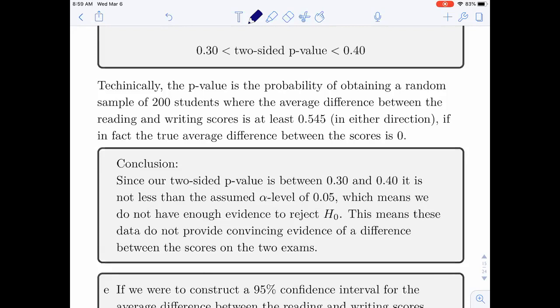So now we can state our conclusion, same format as before, right? Since our two-sided p-value is between 0.3 and 0.4, both of those are really high, right? It is not less than the assumed alpha level of 0.05, which means we do not have enough evidence to reject H naught. Just as we suspected all along, but now we've got confirmation here. So this means the data do not provide convincing evidence of a difference between the scores on the two exams, and I've just reworded the question as an answer. Any questions about that one?